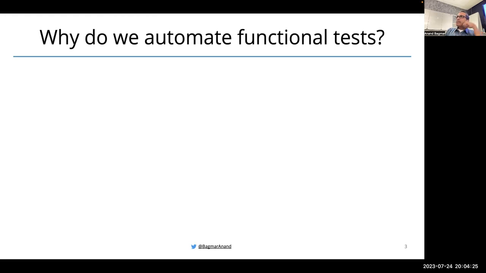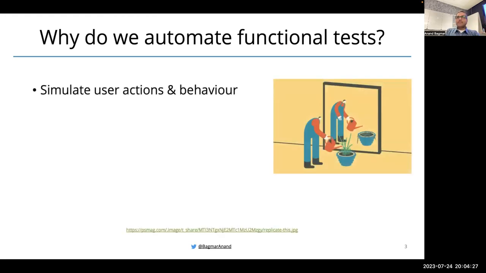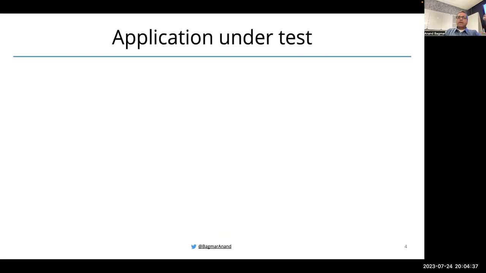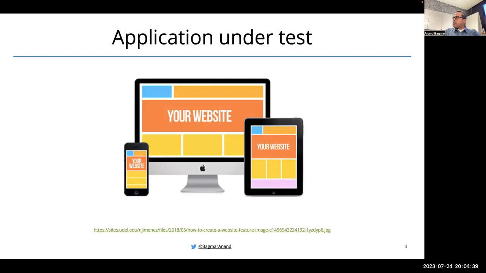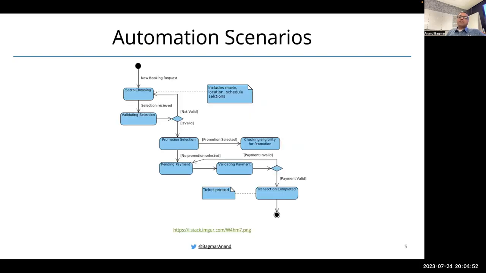Why do we automate tests? As we just said, simulating user actions, user behavior of interactions with your product and making sure everything continues to work fine. But how do we do that? We understand the application under test, and it could be based on different platforms it is available on: web, mobile web, native applications, or desktop applications. It could be anything, right? Based on that, we identify the scenarios.